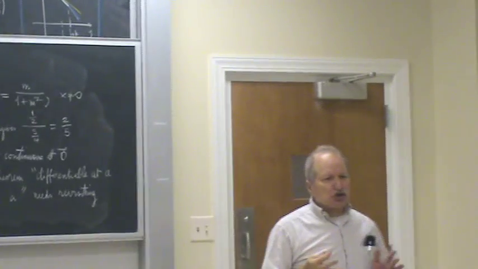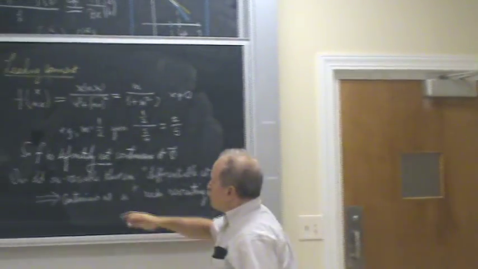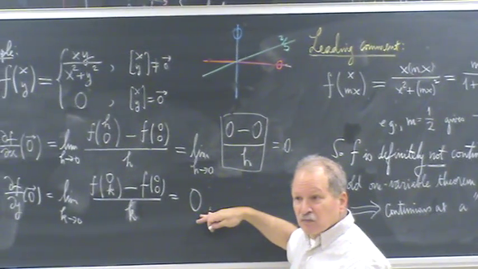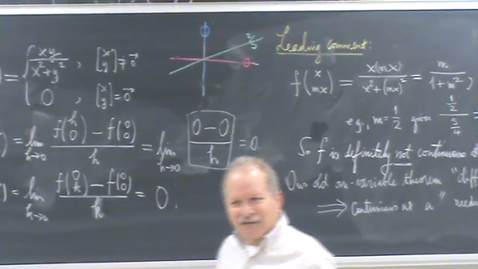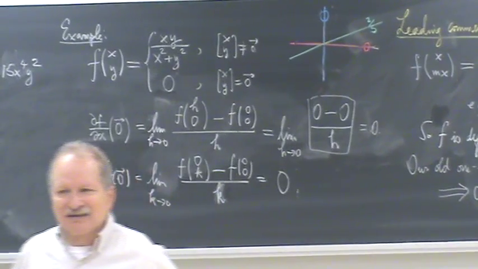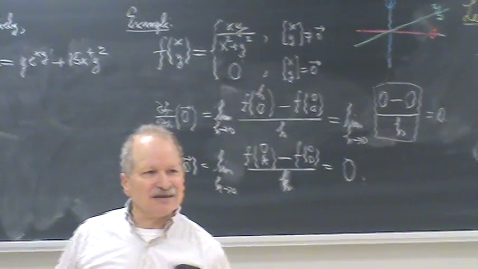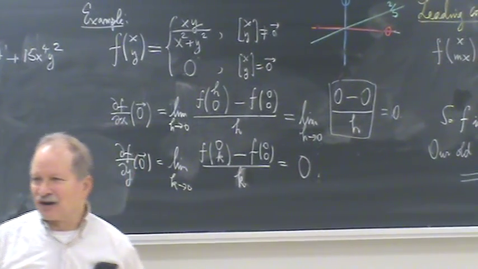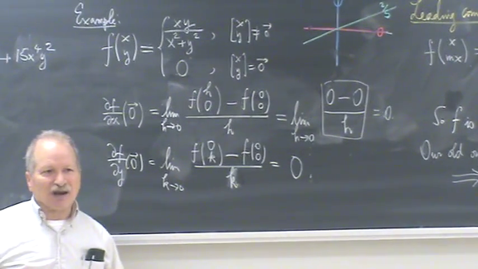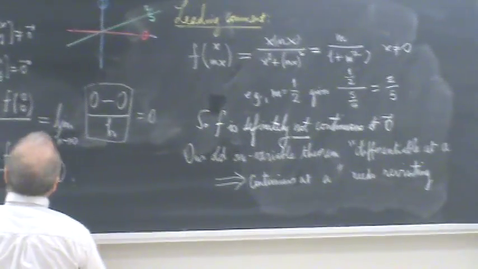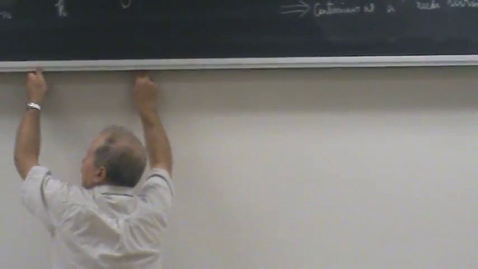Something's going on. Having partial derivatives everywhere seems not to be enough to tell me I'm even continuous. So this is the first warning sign, especially for those of you who've taken some form of multivariable calculus before. You better start paying attention more carefully. Okay.